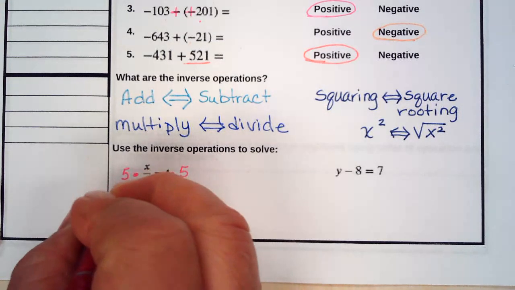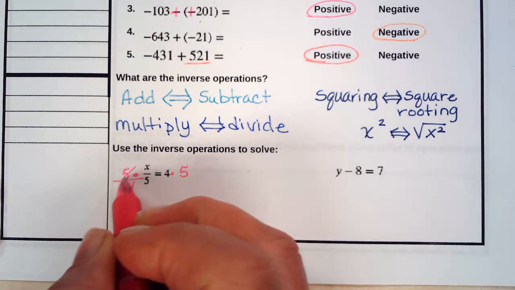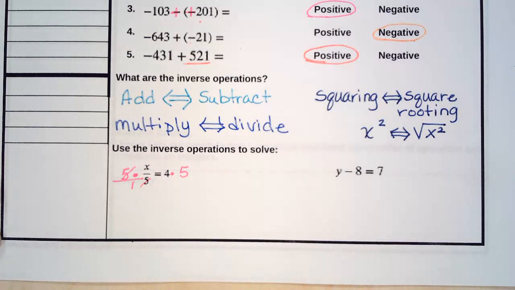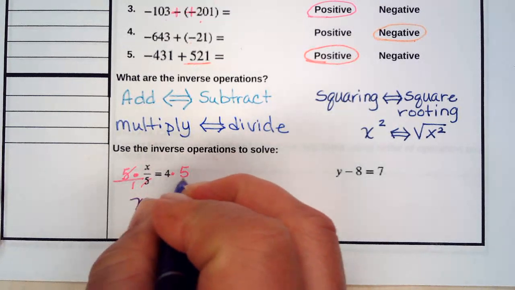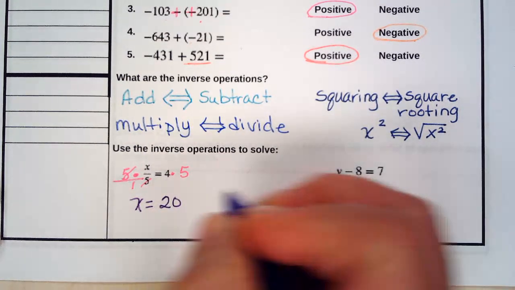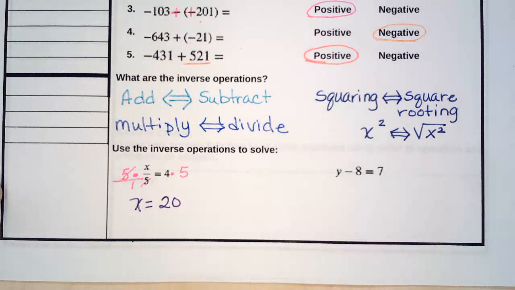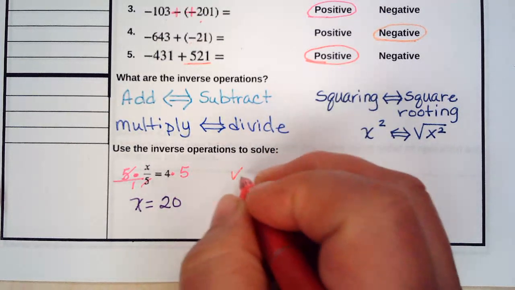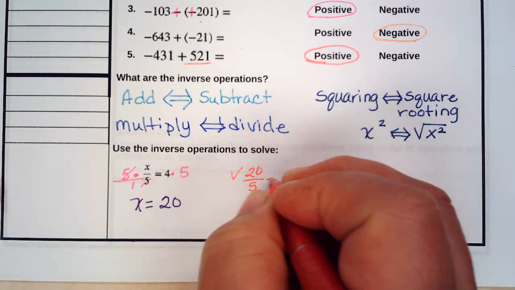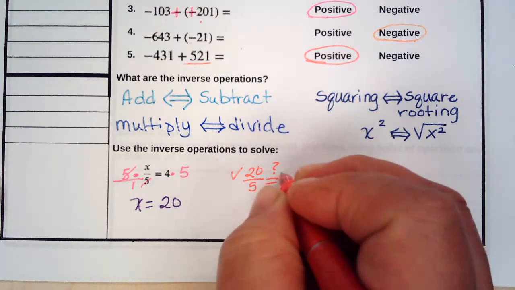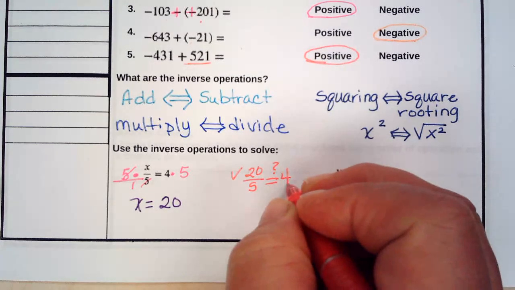Multiplying by 5. These will cancel out, and x is equal to 4 times 5, which is 20. Now, if I want to check, 20 divided by 5, is that equal to 4? Yes, it is. We're done.